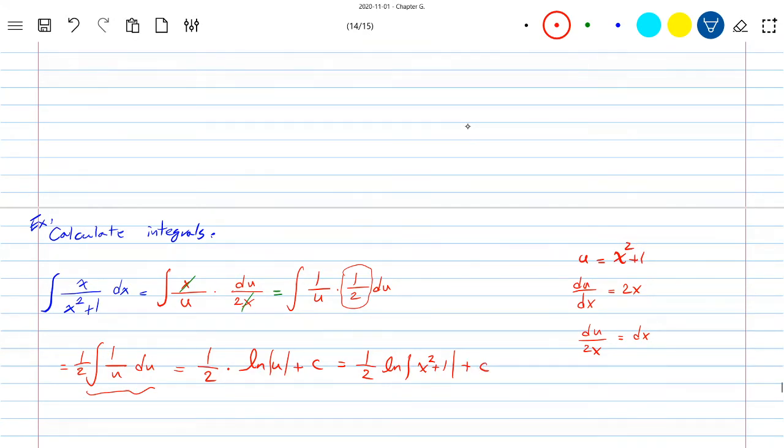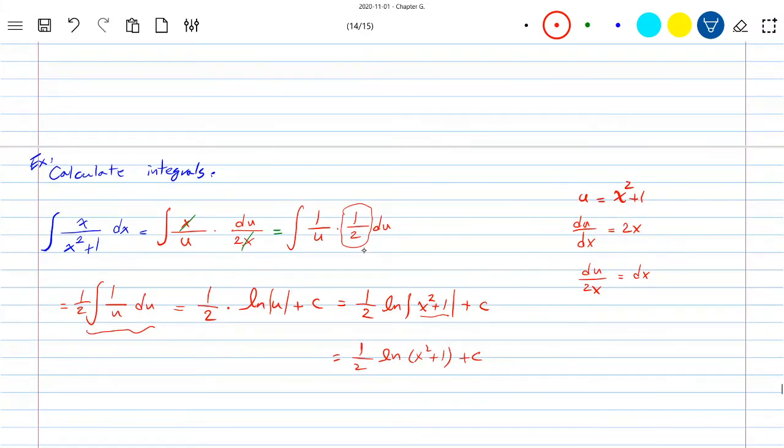The homework may be picky, because you always know that x squared plus 1 is a positive number. So they may say, okay, you don't really need this absolute value. You can simply say this is ln of x squared plus 1, plus c, since we already know the inside of the absolute value is always positive. If it's not, then you are required to use this absolute value.